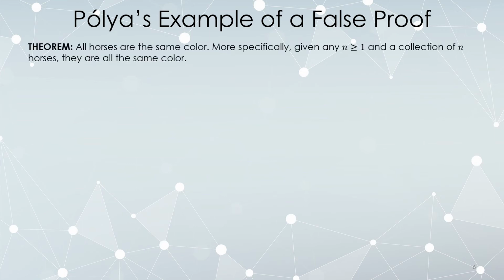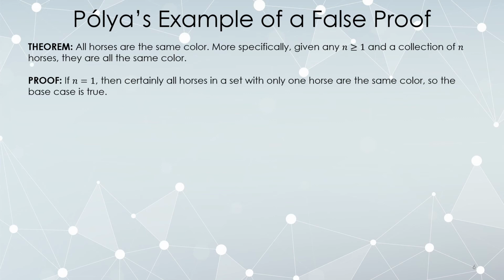Theorem: every horse is the same color. Specifically, we're going to formulate it as follows. Given any n bigger than or equal to 1, if you take n horses, they must all be the same color. I mean, this is clearly false. Horses are not all the same color. But let's take a look at the inductive proof.